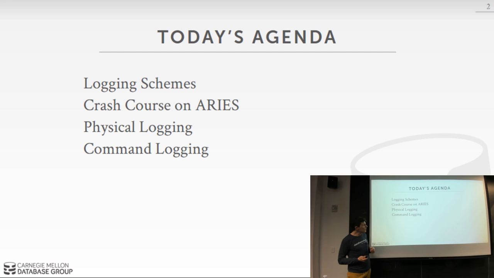So we'll start off talking about different types of logging schemes you can have, and then I'll do a quick overview at a high level of what Aries is, which is the predominant logging implementation or scheme for a disk-oriented database system. And I'll just bring this up because it'll show us or be able to contrast what a disk-oriented system does with what an in-memory system does. And we'll see how there's certain things that we don't have to do because we don't have to write dirty pages to disk that you would have to do under Aries.